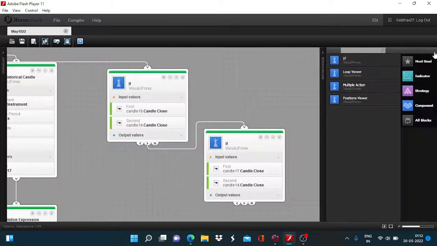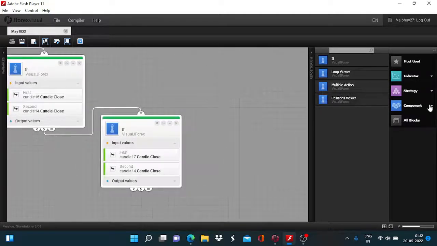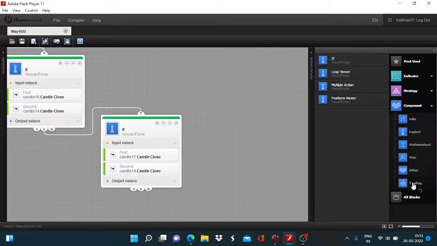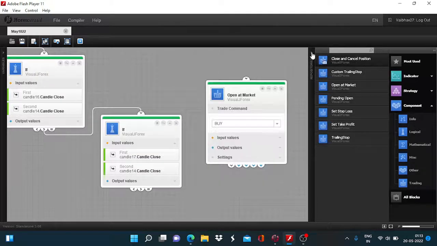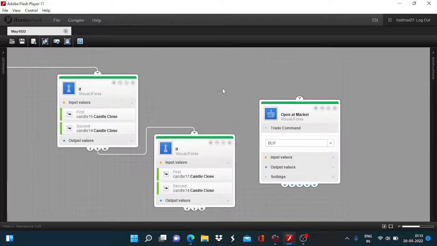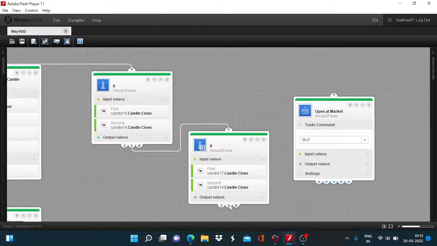So after that, I am going to bring in the trading block, open at market. So whatever is the current market price, the execution will happen at that price. First input less than second input.